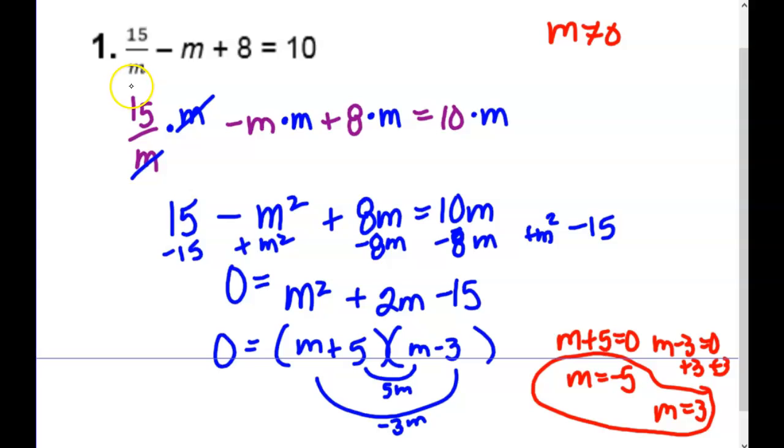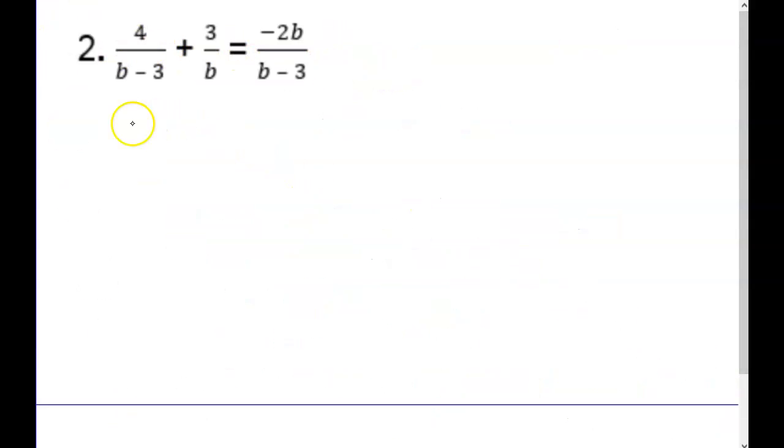Now, I could go through and prove to you that those both work. Okay. If I put in a negative 5, I'd have negative 3. This would become plus 5. Negative 3 plus 5 would be 2. 2 plus 8 is 10. If I put in a 3, I'd have 5 minus 3, which is 2. 2 plus 8 is 10. So they both work. All right.